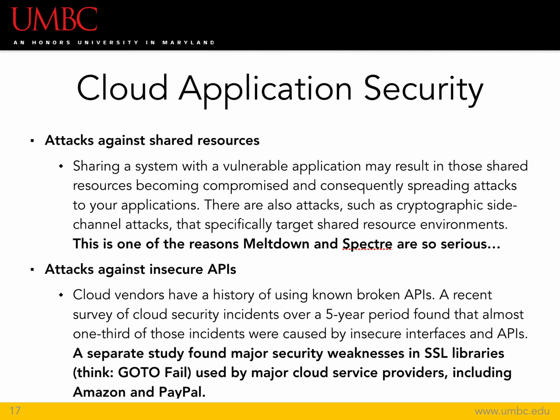The best example of this is something like the goToFail bug, where a broken SSL library makes it easier for someone to get access to an API that they shouldn't have had access to. That's slightly separate from what I think is eventually going to be the bigger problem, designing an API to provide data without providing too much data, right? You want to provide access to data. That's why you would have an API in the first place.